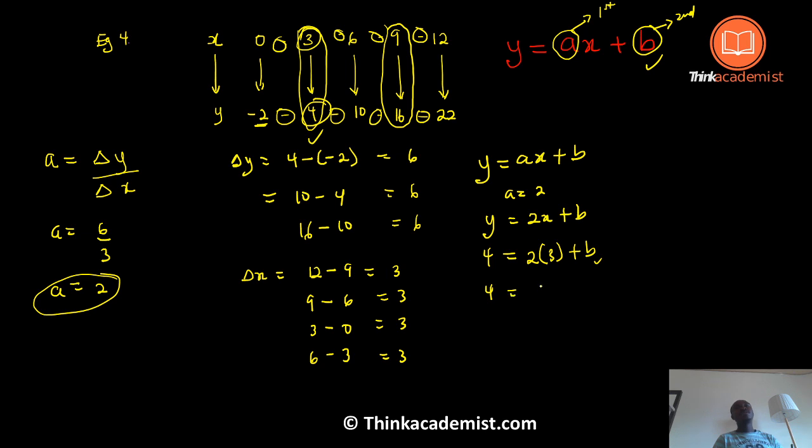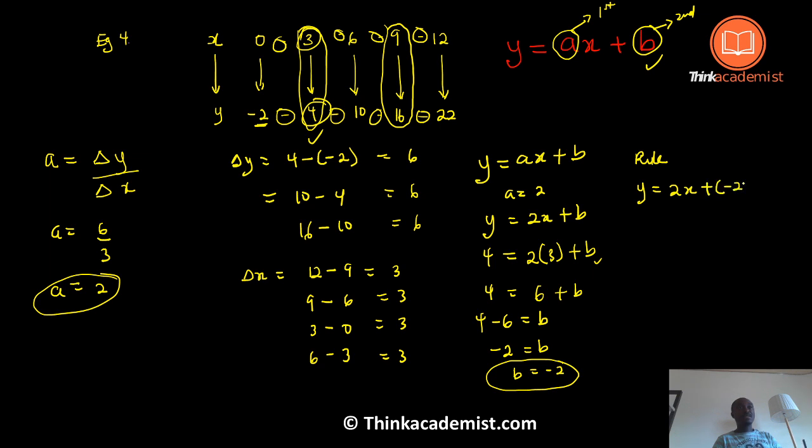So 4 equals 6 plus b. Then 4 minus 6 equals b, and when we do our subtraction, we get minus 2. So b equals negative 2. The next thing is to fix these two values into this equation, and then we can go ahead and write the rule for the mapping. So the rule will be y equals, what was a? 2x plus, in brackets, negative 2. Now positive times negative will give us negative, so to rewrite this becomes what?